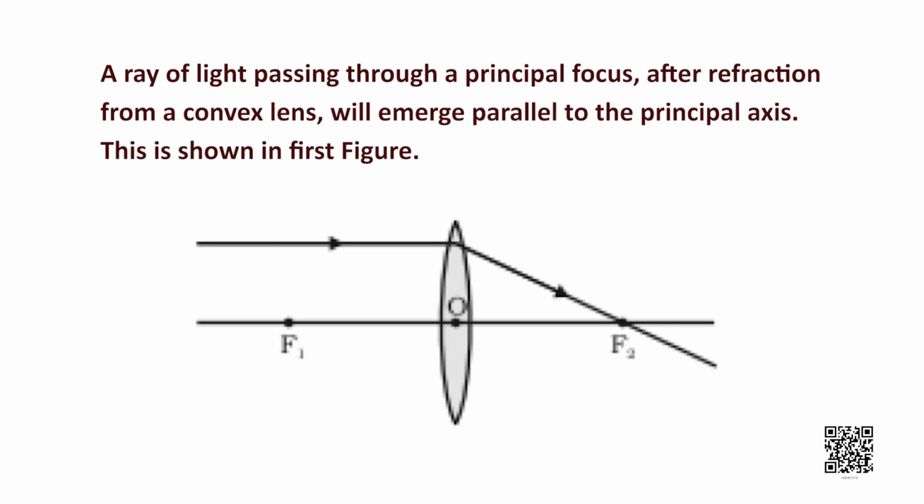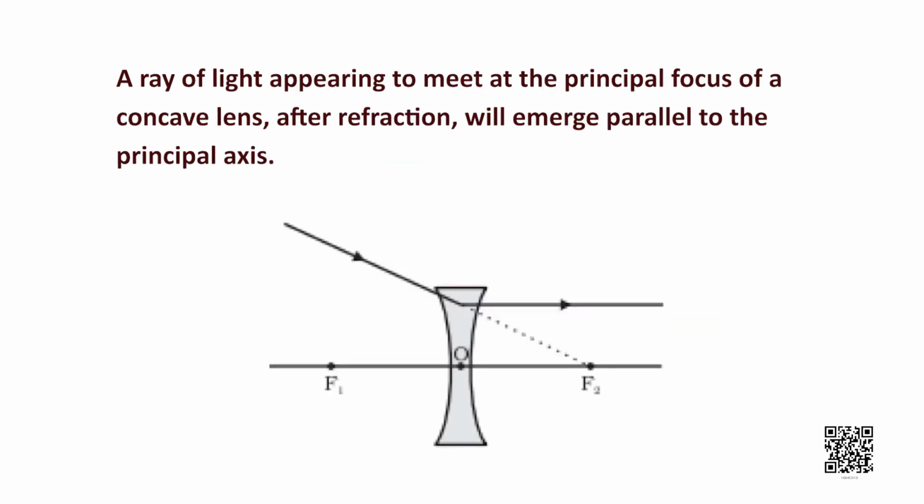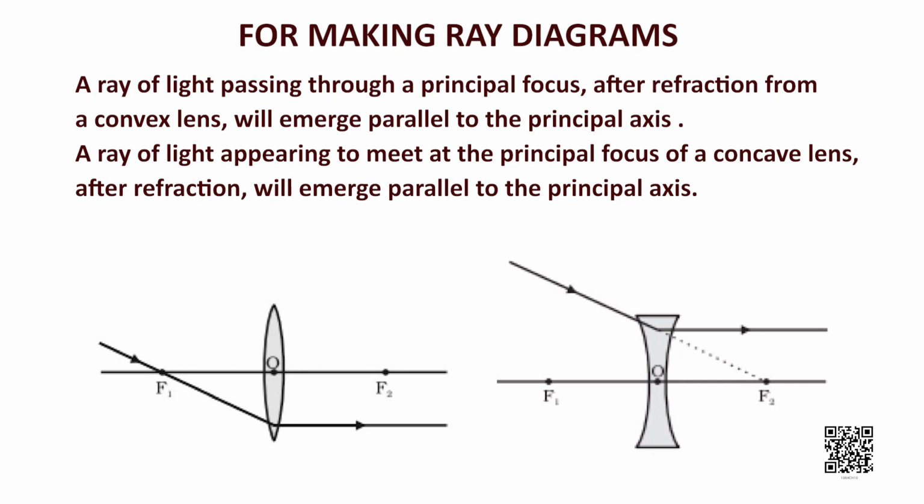A ray of light passing through a principal focus, after refraction from a convex lens, will emerge parallel to the principal axis. This is shown in the first figure. A ray of light appearing to meet at the principal focus of a concave lens, after refraction, will emerge parallel to the principal axis as shown in the second figure. A ray of light passing through the optical center of a lens will emerge without any deviation.